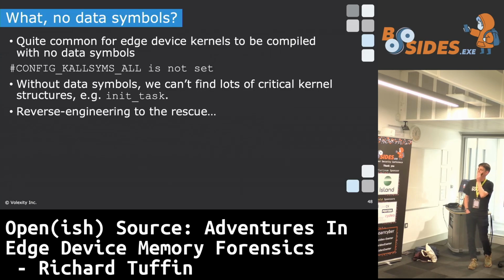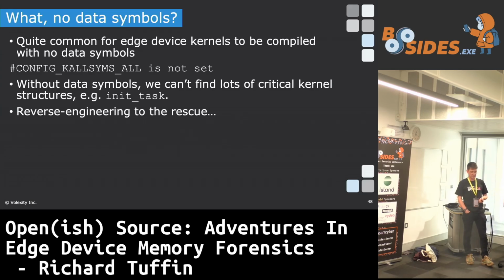It's quite common for edge device kernels to be compiled with no data symbols. This config, CONFIG_KALLSYMS_ALL, is not set. Vendors think you don't need them, there's no particular use for them, so they drop them. That's terrible for us doing memory analysis, because pretty much everything we want to know is a global in the kernel somewhere. So init_task, where the process is, that's a global, it's a data symbol. If it's missing, we're in trouble.